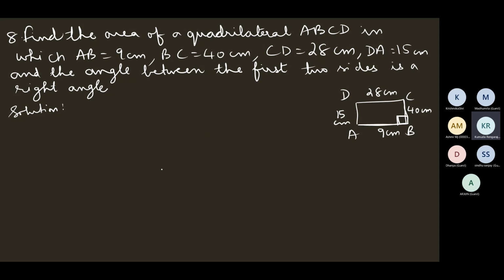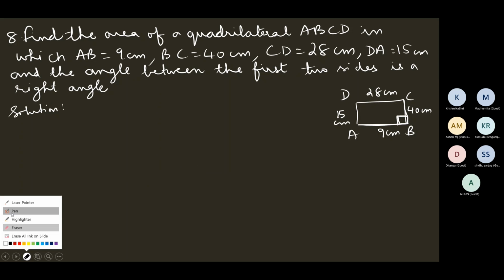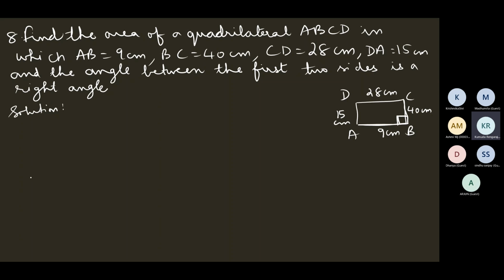No, okay. So see here, this is AB. AB is 9 centimeters. Let me draw it here, children. So AB is 9. Then BC is 40. And the angle between the first two sides is the right angle. So it's 90 here. This AB is 9 centimeters, and this is BC, which is 40 centimeters. Okay, this is C. Now, how much is CD? CD is 28 and AD is 15.